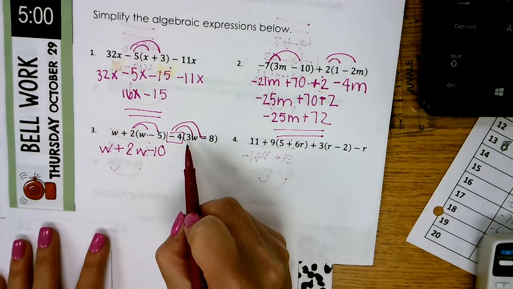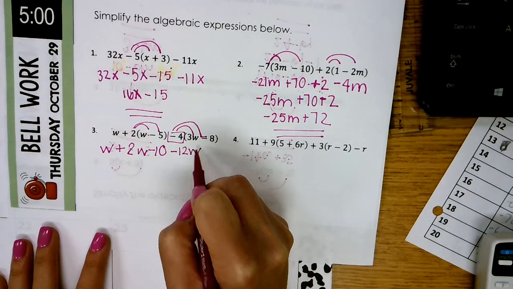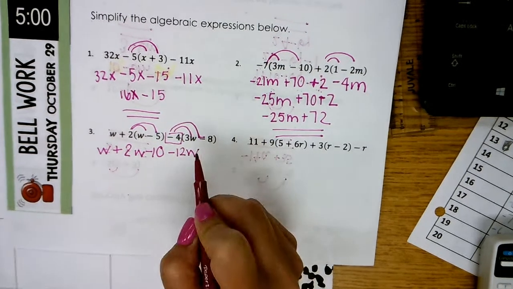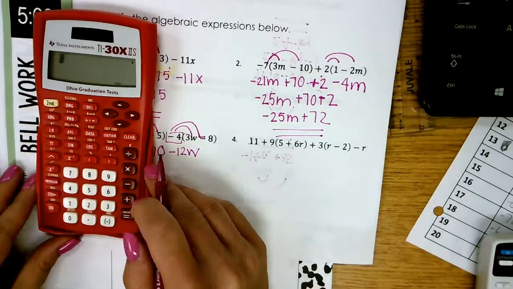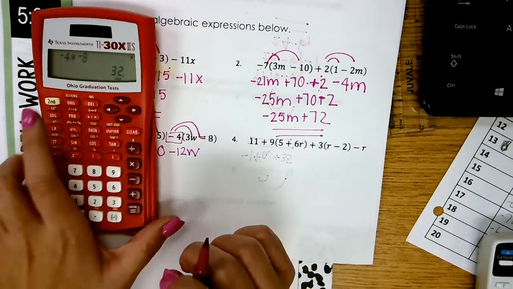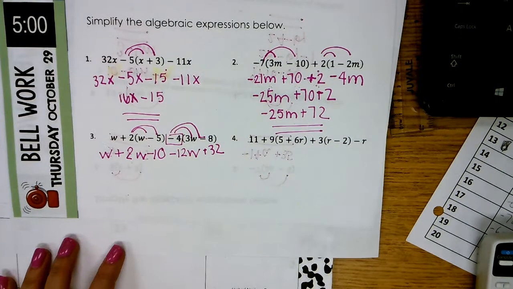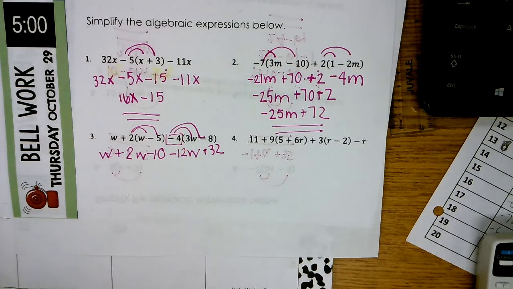So negative 4 times 3w will give us minus 12w. Negative 4 times negative 8, again, if you're not sure, use your calculator. Negative 4 times negative 8 is positive 32. So plus 32. Now we just want to go through and combine all of our like terms. So let's start with the w's.